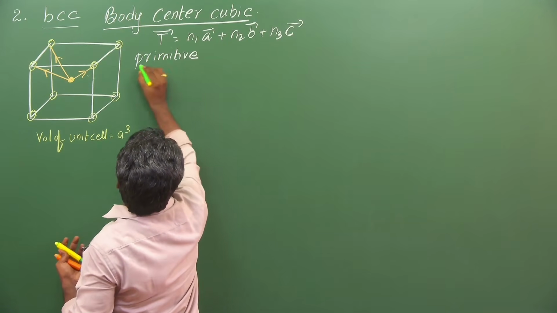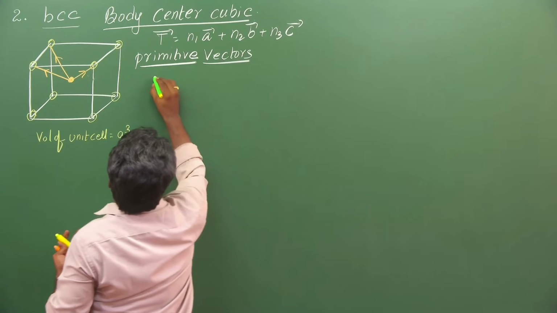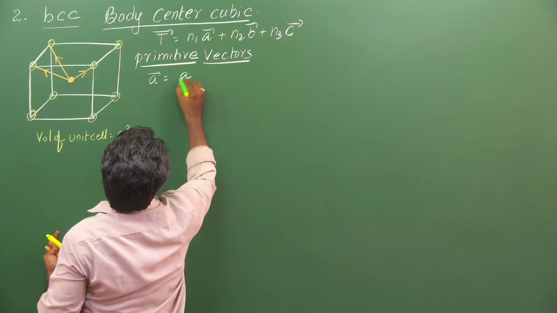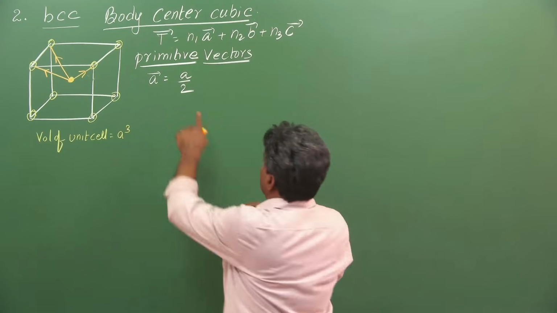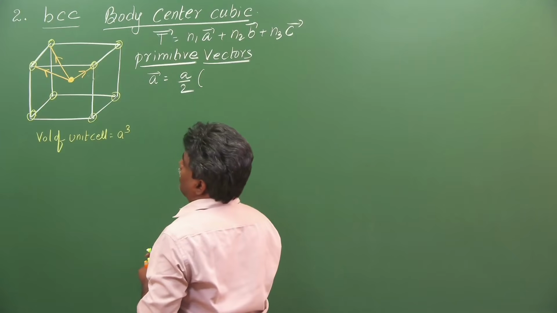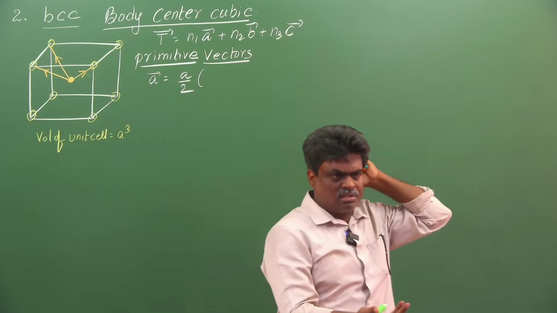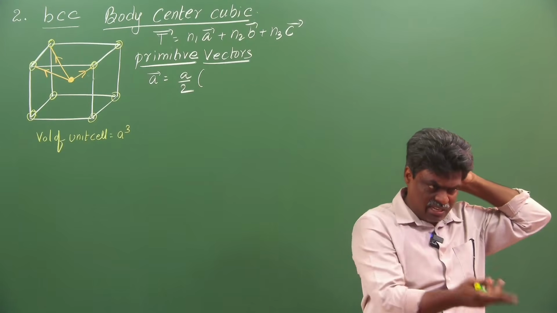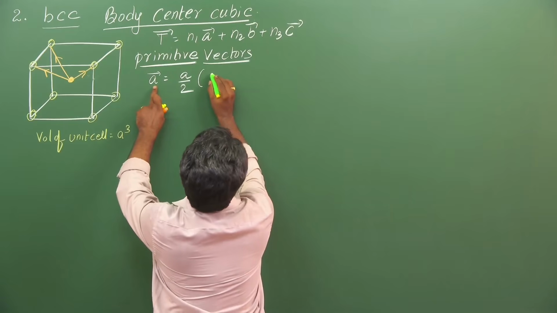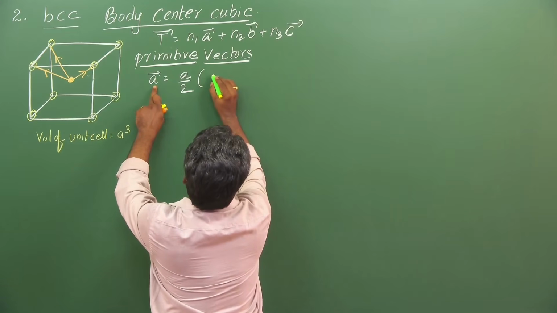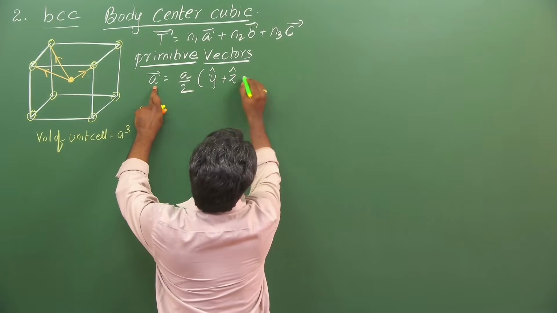Primitive. This A bar is defined as a by 2 because it is at the body center. So there we will get a by 2. A bar means along which axis? X axis. Generally we will take A bar along the X axis. So A bar, remember, along X axis. What are the other two? Y cap plus Z cap, and along the X axis, minus X cap.